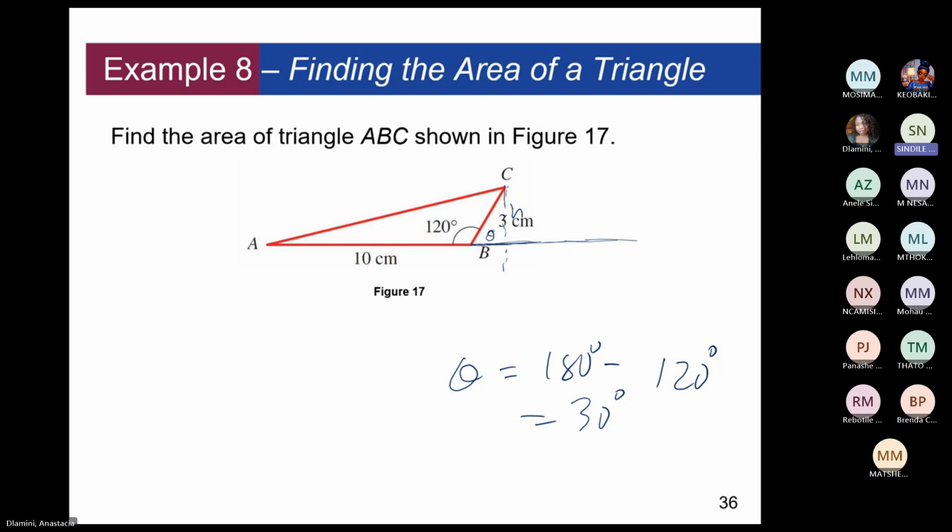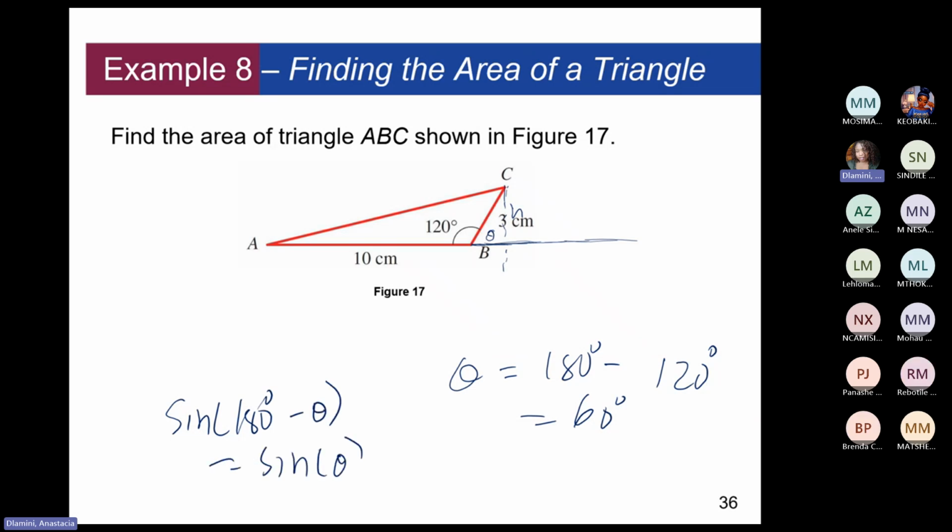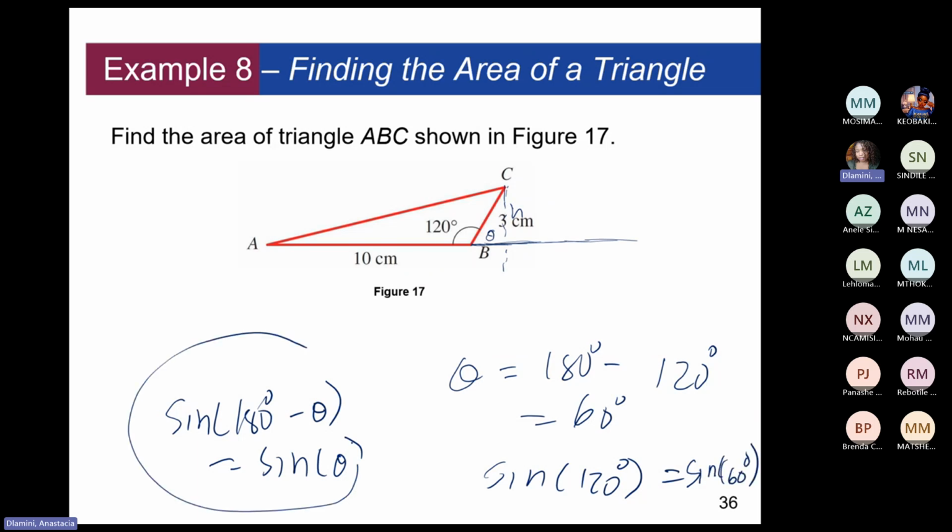Yes, ma'am. And we know it's that. 60, ma'am. Sorry. Yes, thank you. So this gives us 60 degrees. And we know that, as we have learned, 180 degrees minus theta will always be sine of theta. This is true: sine of 120 degrees is equal to sine of 60 degrees, because we understand this relationship from our Cartesian plane.